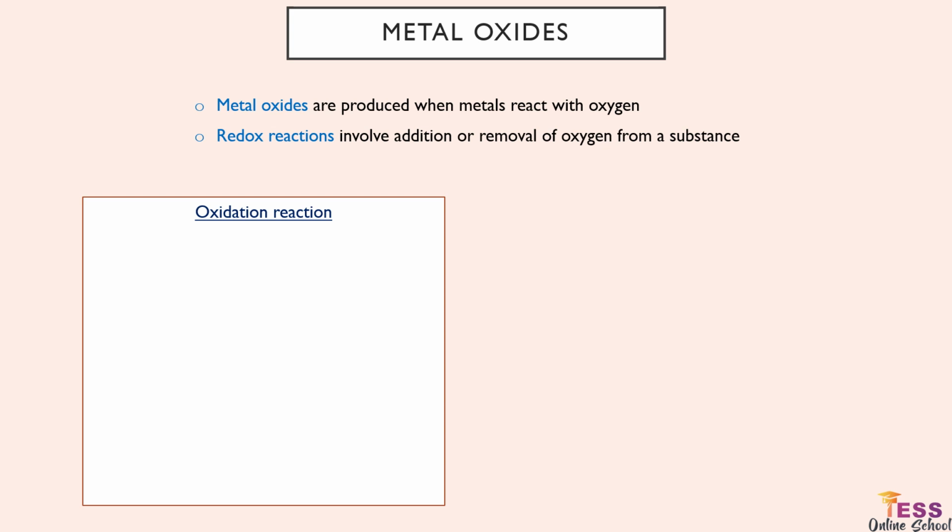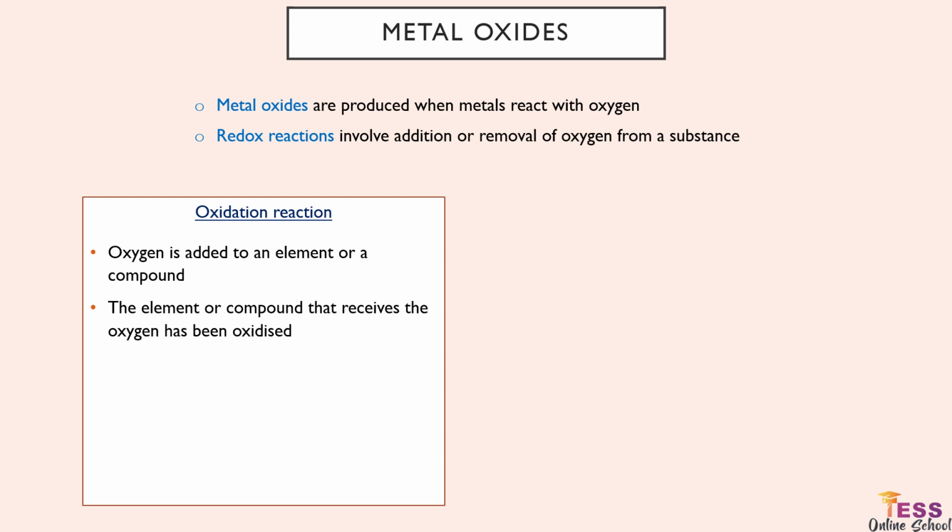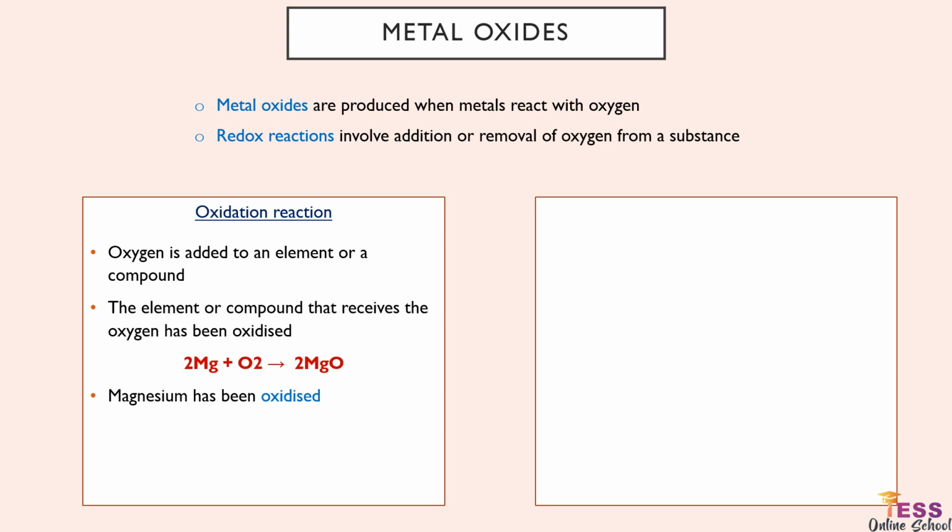Oxidation reaction. Oxygen is added to an element or a compound. The element or compound that receives the oxygen has therefore been oxidized. For example, magnesium plus O2 gives you magnesium oxide. As you can see over here, magnesium has gained oxygen, therefore it has been oxidized.